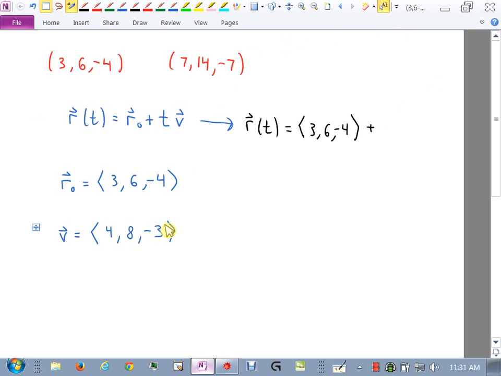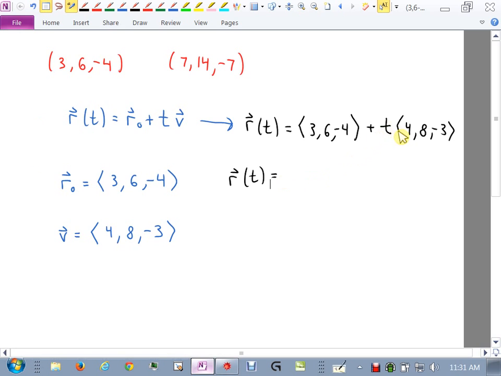For this last component, you're doing -7 take away -4, so a double negative. Plus t times 4, 8, -3. And now I'm going to distribute the t through, and then add these two together.